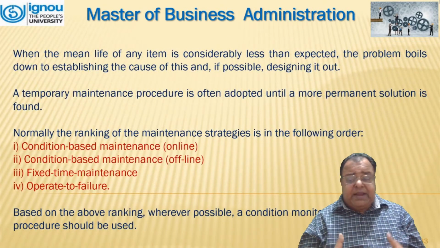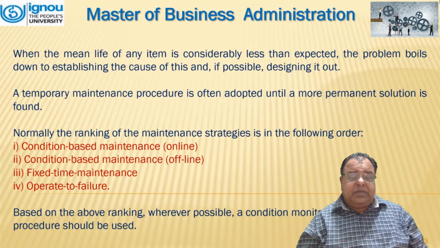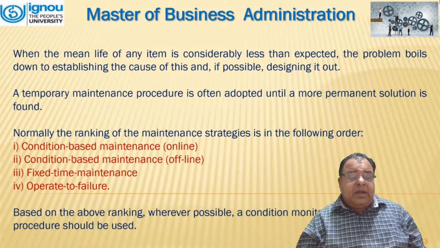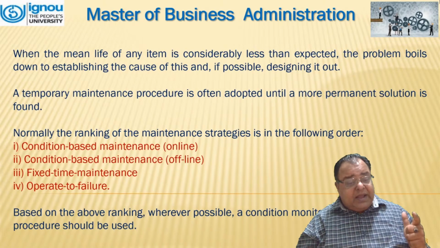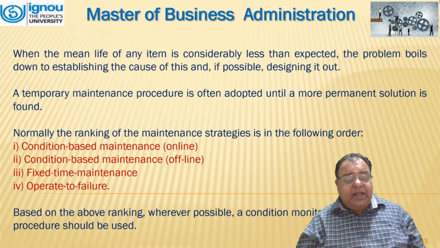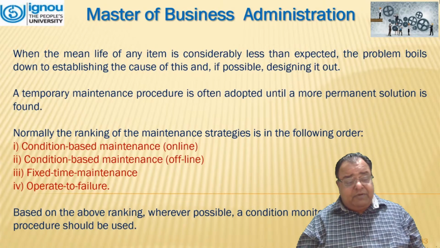When the mean life of any item is considerably less than expected, the problem boils down to establishing the cause of this and, if possible, designing it out. A temporary maintenance procedure is often adopted until a more permanent solution is found. Normally, the ranking of maintenance strategy is in the following order. First one is condition based maintenance, which is online. Condition based maintenance, offline. Fixed time maintenance, and operate to failure. Based on the above ranking, wherever possible, a condition monitoring procedure should be used.